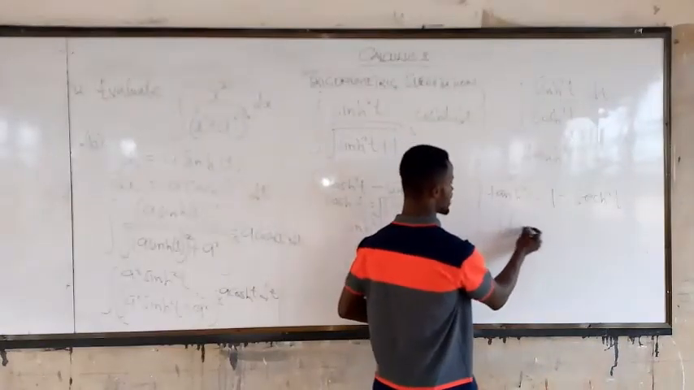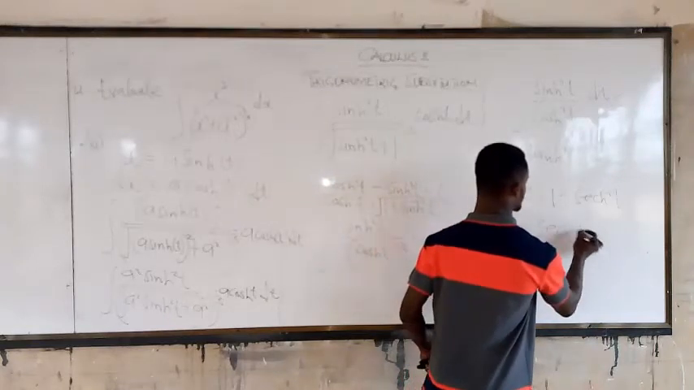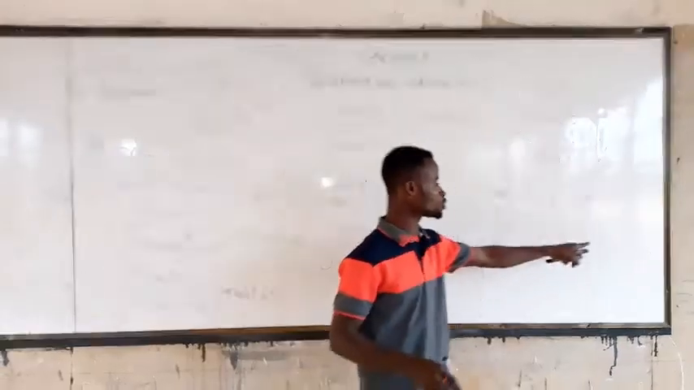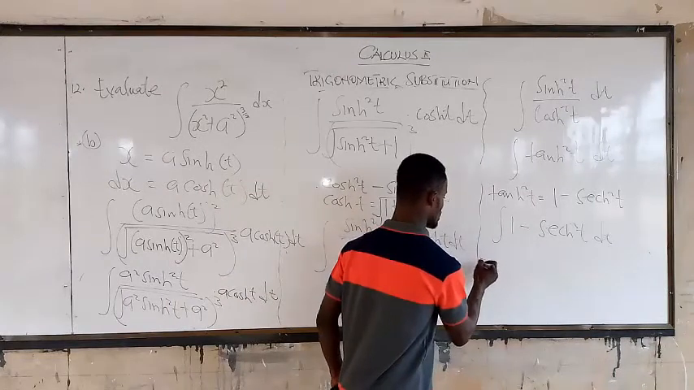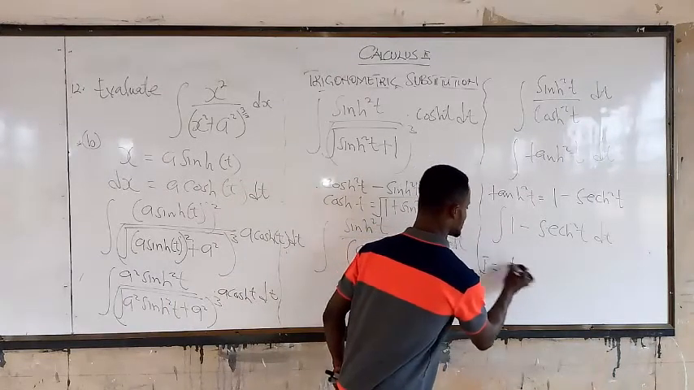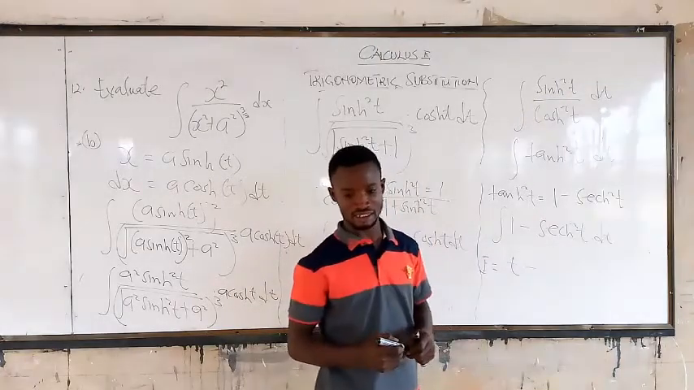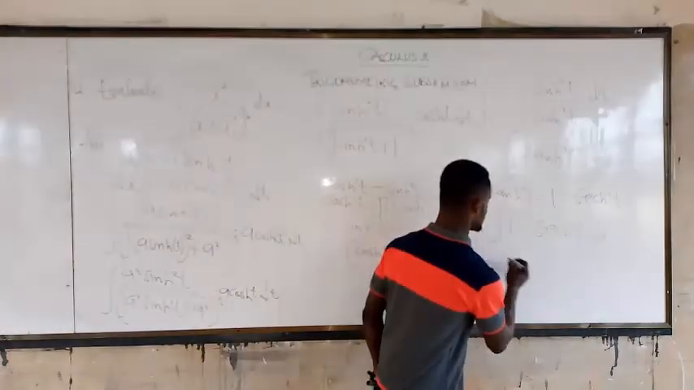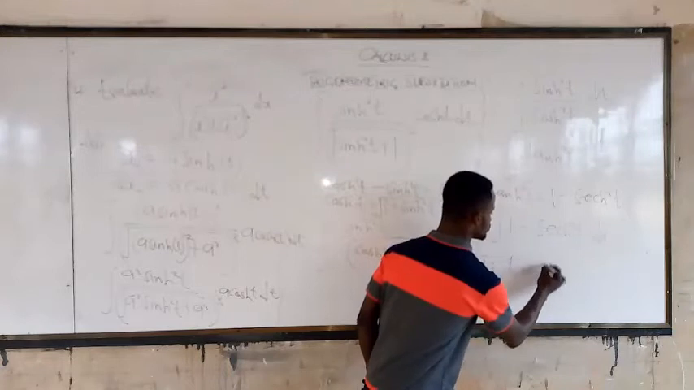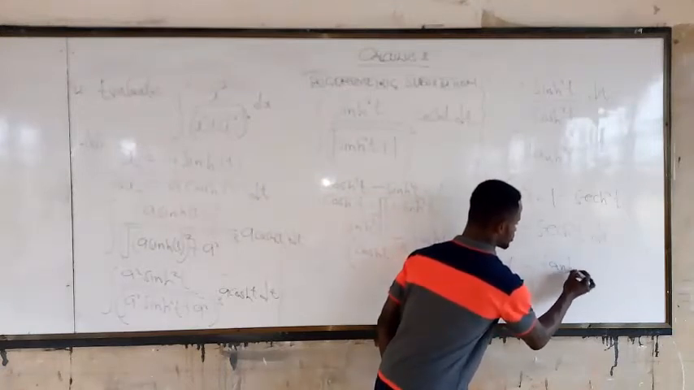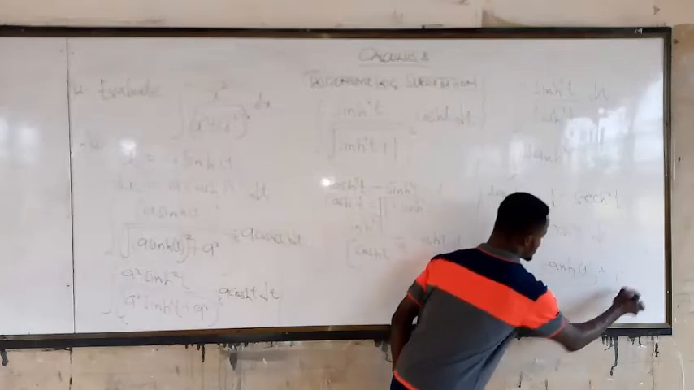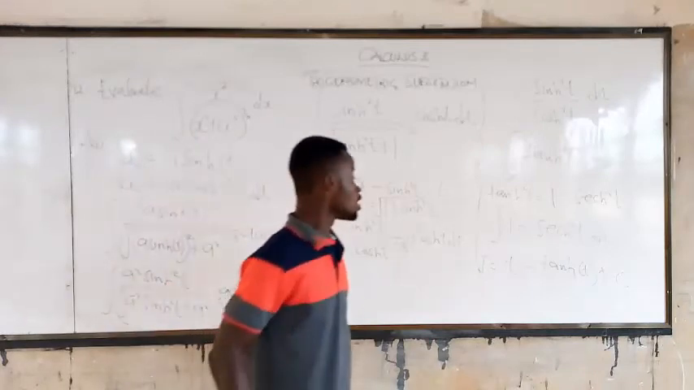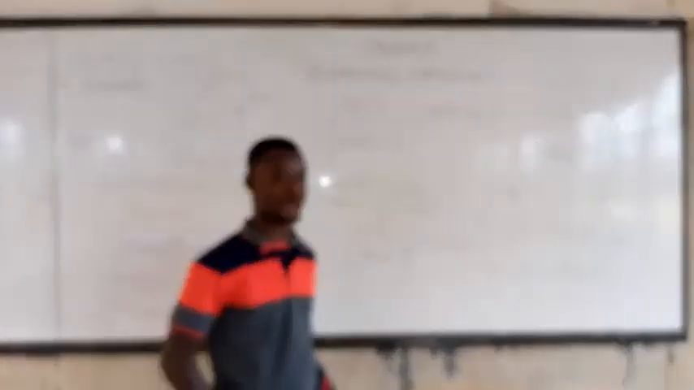So here we get 1 minus sec square t dt. Now when we integrate with respect to t, we are going to get the integral, which is I, equal to t minus, and when you integrate sec square, we are going to get tan. So the integral of this gives tan t plus c. So we get t minus tan t plus c. Now we need to transform back.